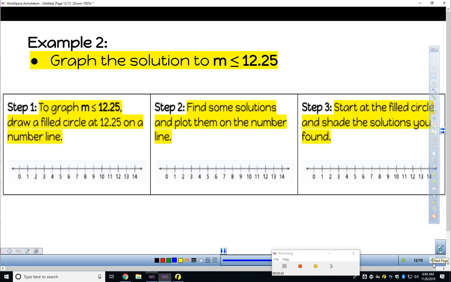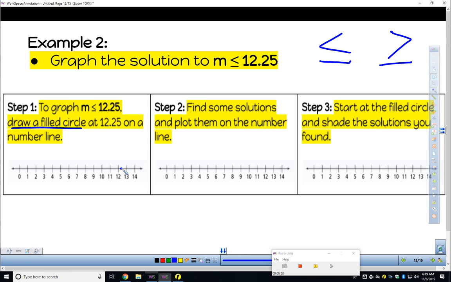The second example involves less than or equal to, greater than or equal to. And if it's either of those symbols, in this example we have m, the number of miles that I'm willing to walk, is less than or equal to 12 1/4. I draw a filled-in circle. So down here at 12 1/4, I draw a filled-in circle.